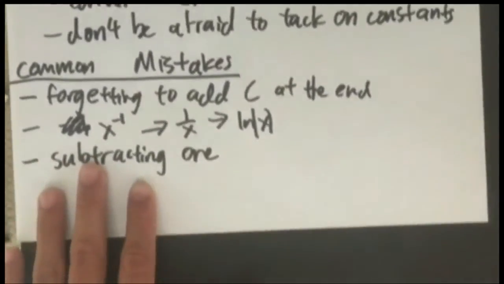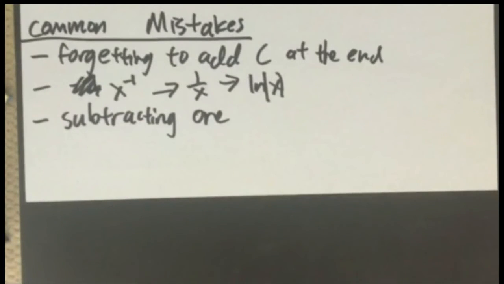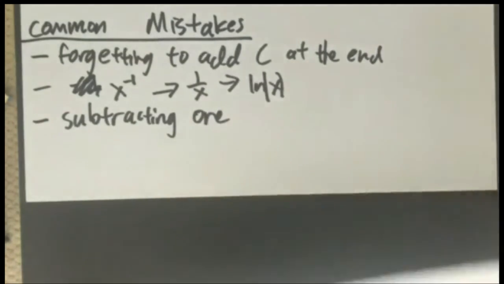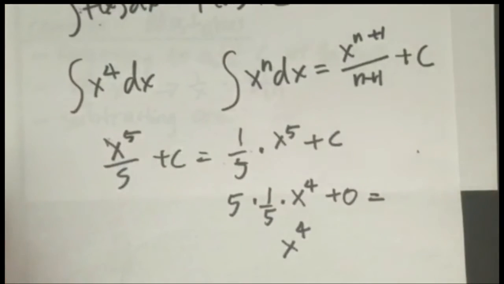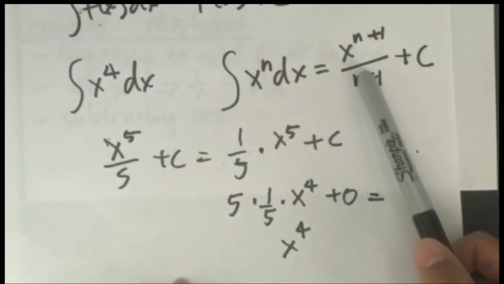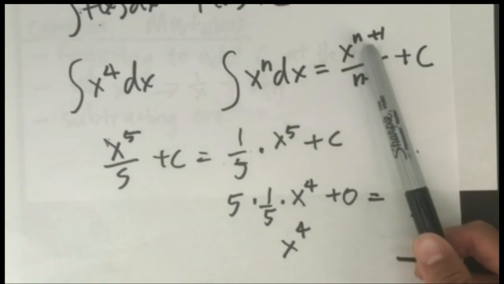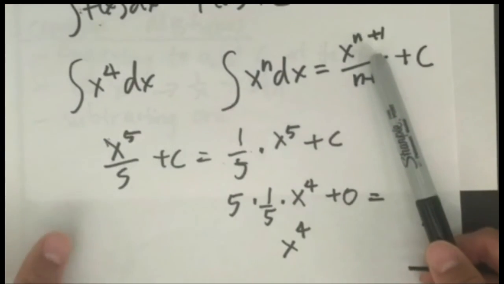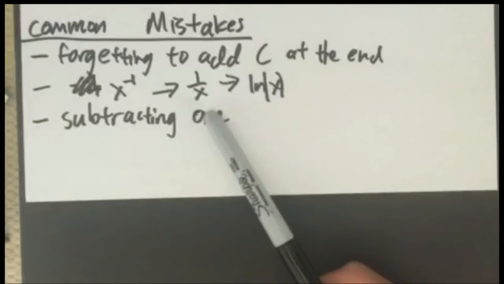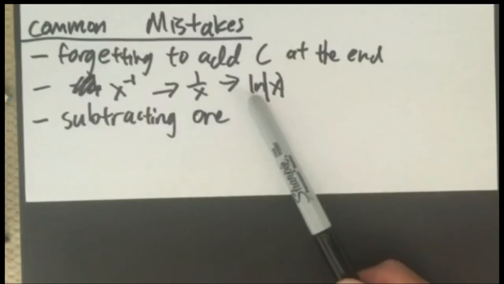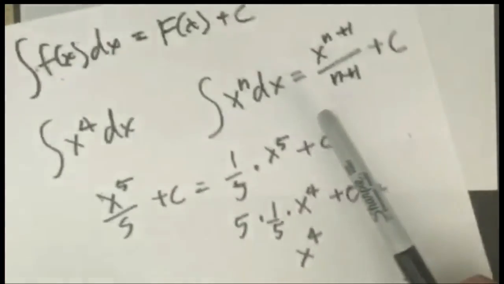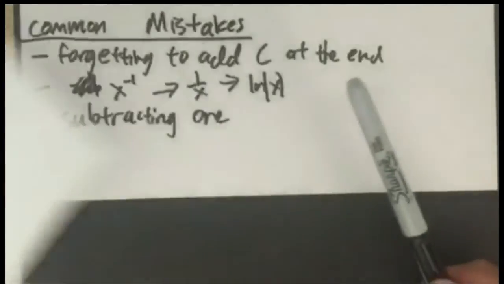Some common mistakes when solving antiderivatives is forgetting to add c at the end. In addition, many mistakes involving x to the power of negative 1. Like in this power rule, plugging negative 1 into n would be very disastrous. So always remember that x to the negative 1 is always 1 over x, whose antiderivative is natural log of x. Do not use the power rule for negative 1.